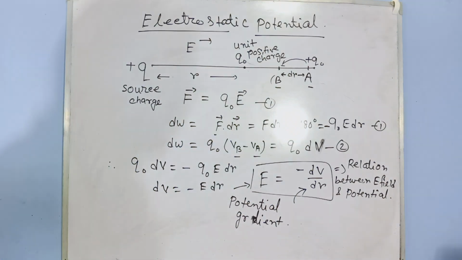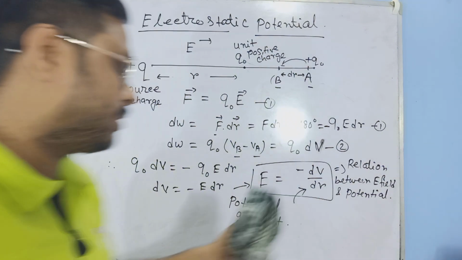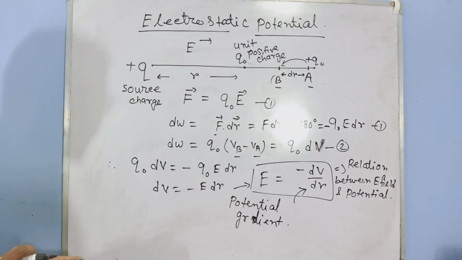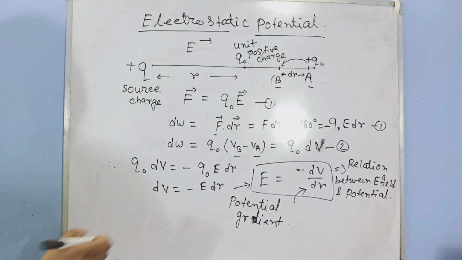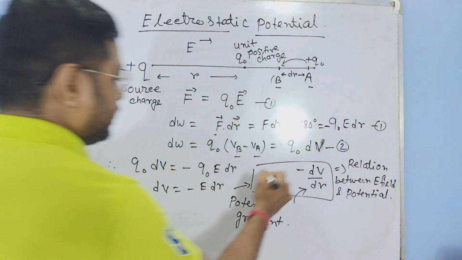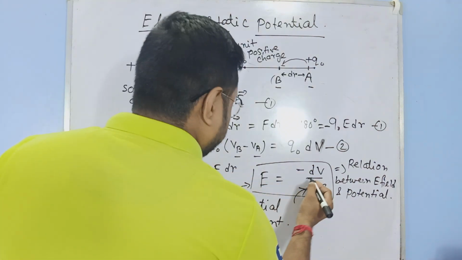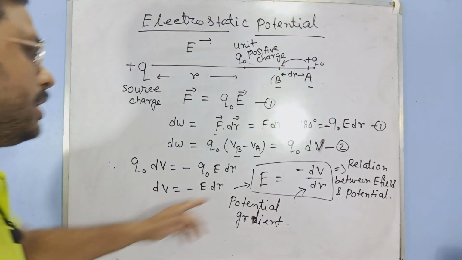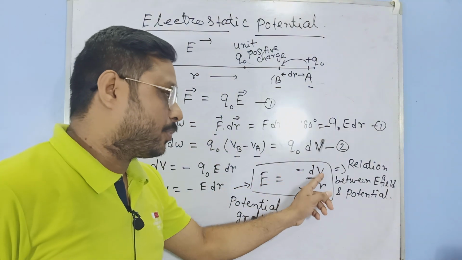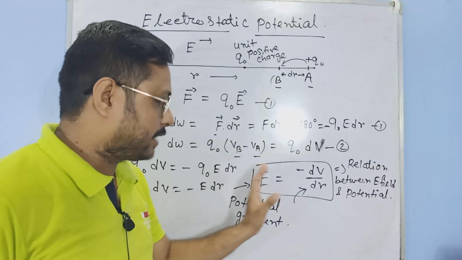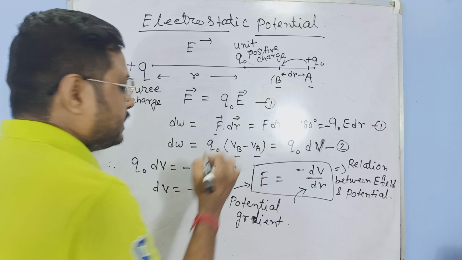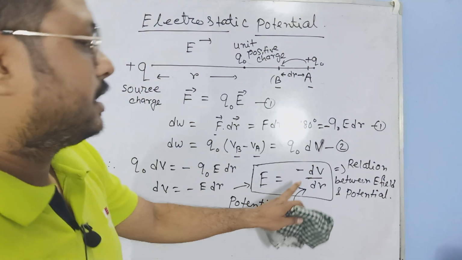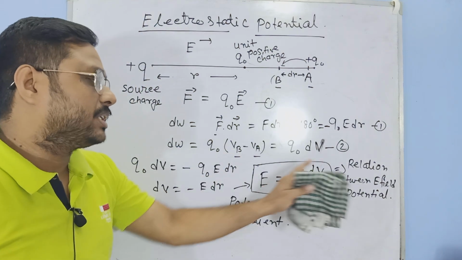Gradient means change in a physical quantity with respect to distance. Potential gradient is the change in potential with respect to distance, per unit distance. So electric field is basically equal to the negative of the potential gradient. Electrostatic field, I repeat, electric field in a region is equal to the negative of the potential gradient.